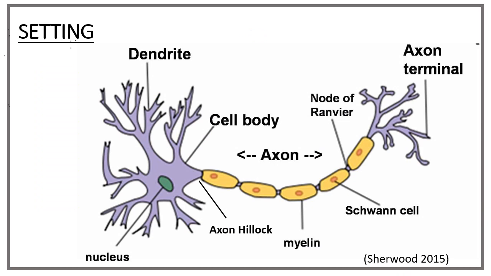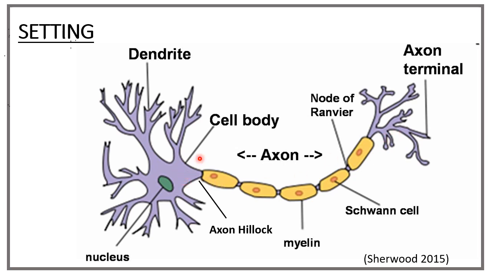This slide shows a drawing of a neuron. Not all neurons are the same, but they all have an axon, which is shown here. And right here, from here to here, the axon has a myelin sheath, which is formed by Schwann cells, and in between each Schwann cell are nodes of Ranvier. The action potential runs along that length of the axon from the axon hillock to the axon terminal.